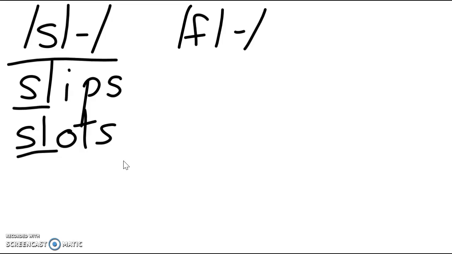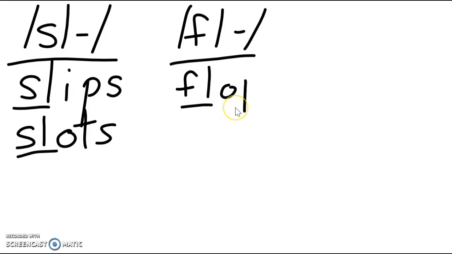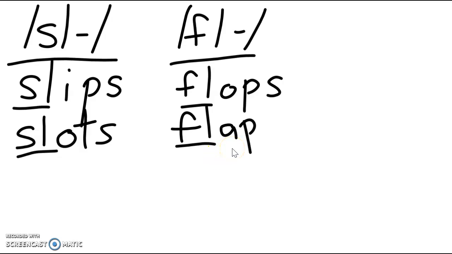We're also doing fl. Sound fl. Sound ah. Sound p. Let's blend. Fl, op. Word flop. If I put an S on it, now it's flops. Sound fl. Sound ah. Sound p. Sound s. Let's blend. Fl, aps. Word flaps.